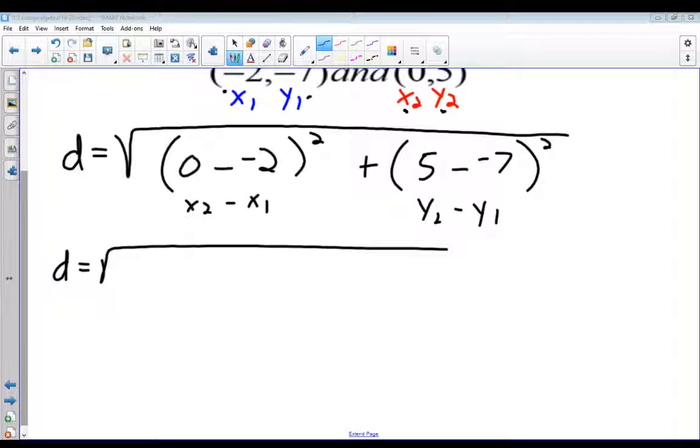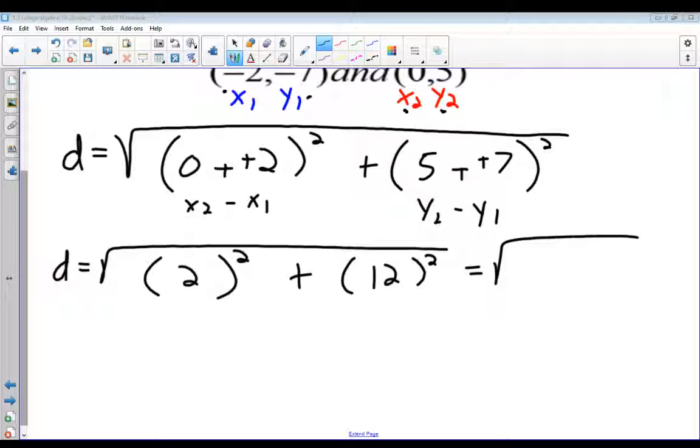So if we do 0 minus a negative 2, that becomes plus positive. So 0 plus 2 just becomes 2 squared. And then plus, take care of the next parentheses, 5 minus a negative makes that plus positive. And then 5 plus 7 becomes 12. But that is still squared.